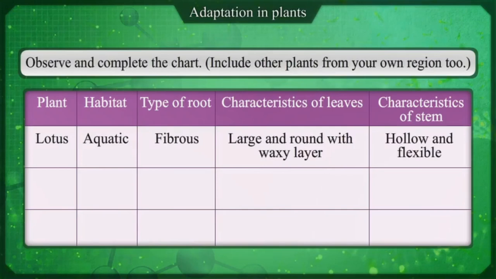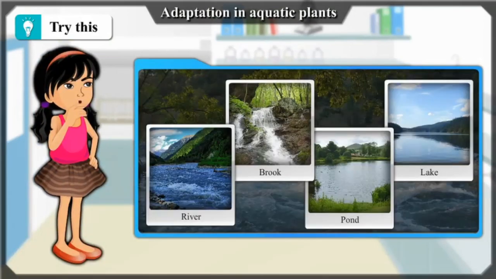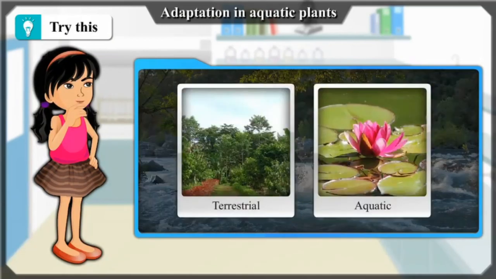Plant, cactus. Plant, banyan. Adaptation in aquatic plants. Visit various water bodies such as a river, brook, pond, lake in your surroundings. What differences do you observe between terrestrial and aquatic plants?